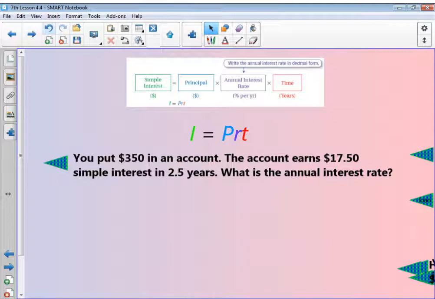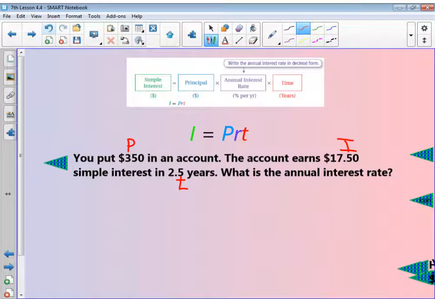Okay, you put $350 in an account. There's what we put in, that's our principal. The account earns $17.50 in simple interest. This is our interest. In 2.5 years, there's our time. What is the annual interest rate?